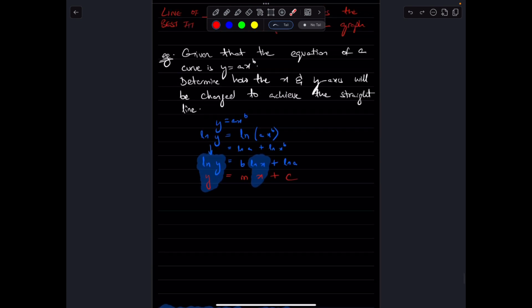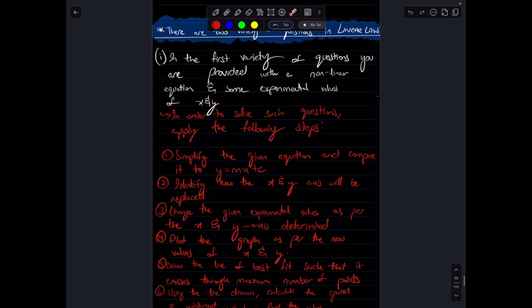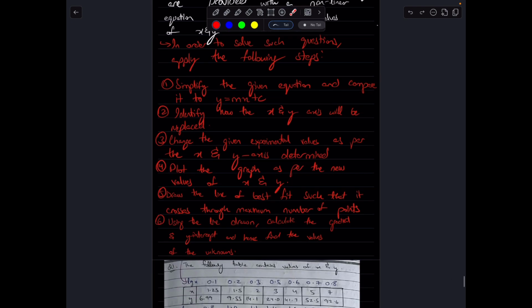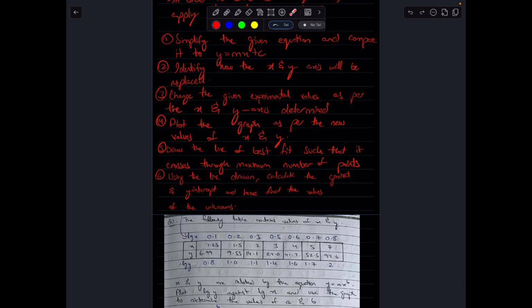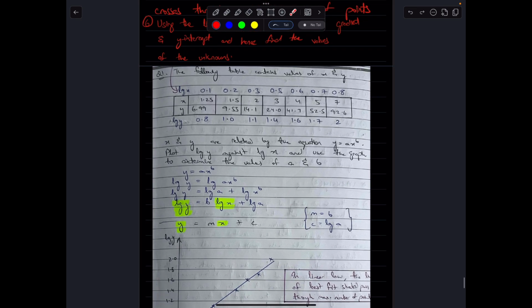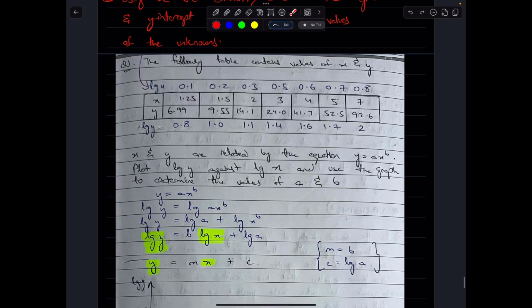Alright. So just like we did in the earlier case, the first step is to simplify the equation and convert it into the linear form, and then change the x and y axis, and then change the experimental values, plot a line of best fit, and eventually find a gradient and y-intercept and use your gradient and y-intercept to find the values of the unknown. Let's say for example I have this question. I have already solved this in order to save time.